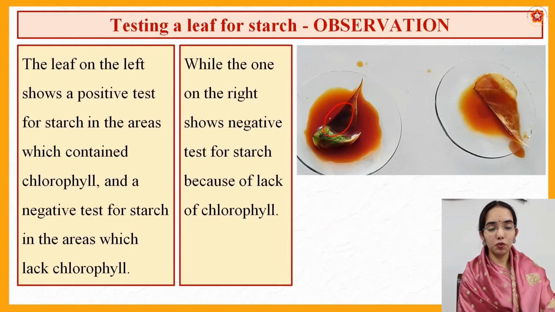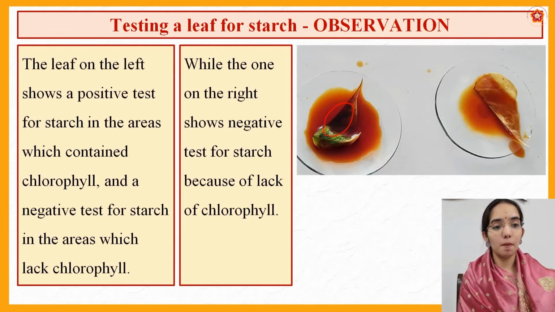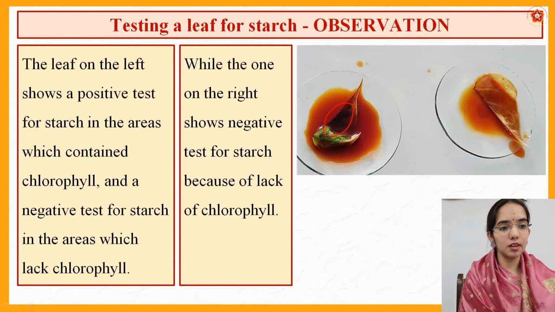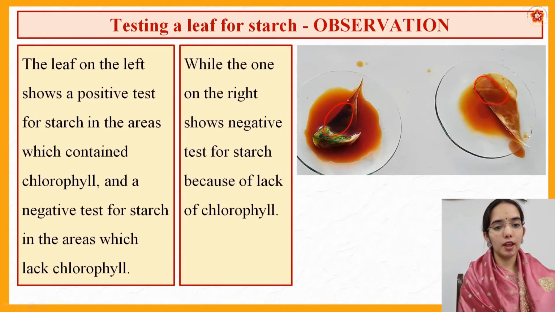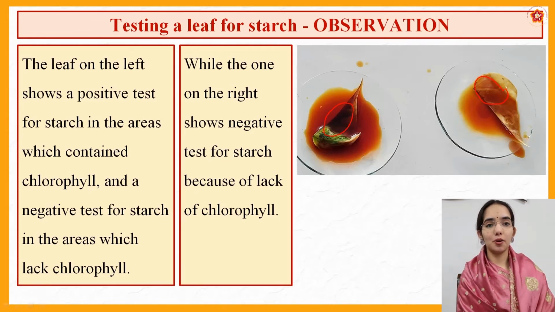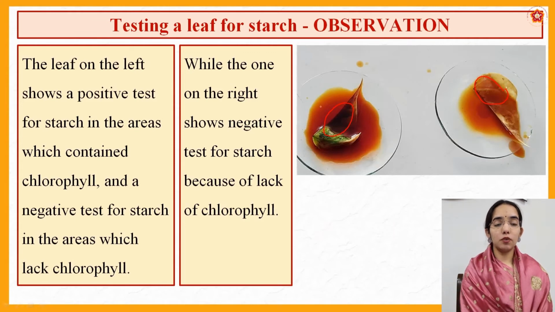Because of lack of chlorophyll, photosynthesis did not occur. And if photosynthesis did not occur, starch was not formed. So iodine had nothing to react with. So iodine retained its original color of brown. So you can see this leaf is brown, while the leaf on the left is blue-black. With this, we have come to the end of this experiment. Let's move on to the next topic.